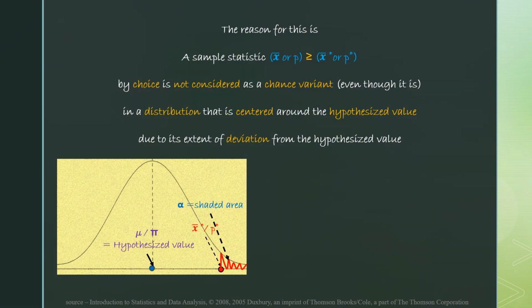The reason for this is that a sample statistic x bar or p greater than or equal to x bar star or p star, by choice, is not considered a chance variant, even though it is, in a distribution that is centered around the hypothesized value, due to its extent of deviation from the hypothesized value. Therefore, H0 is rejected even when H0 is true, alpha percentage of times.